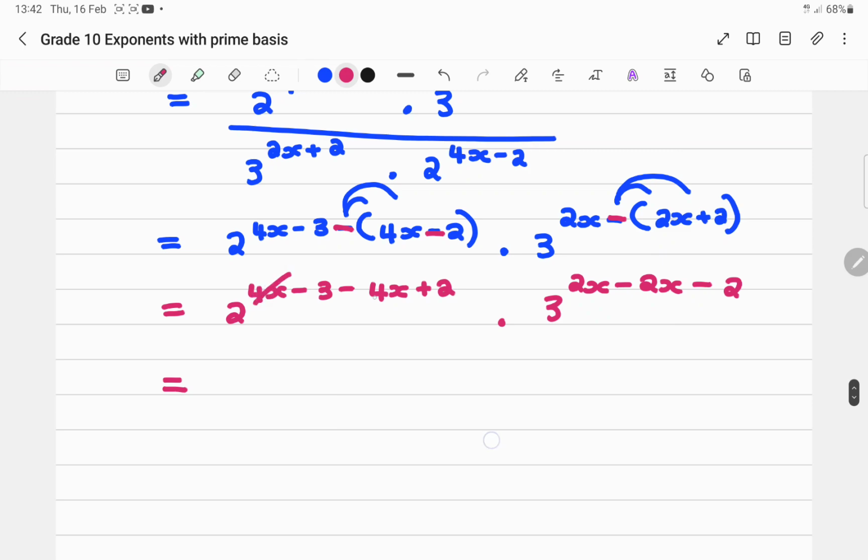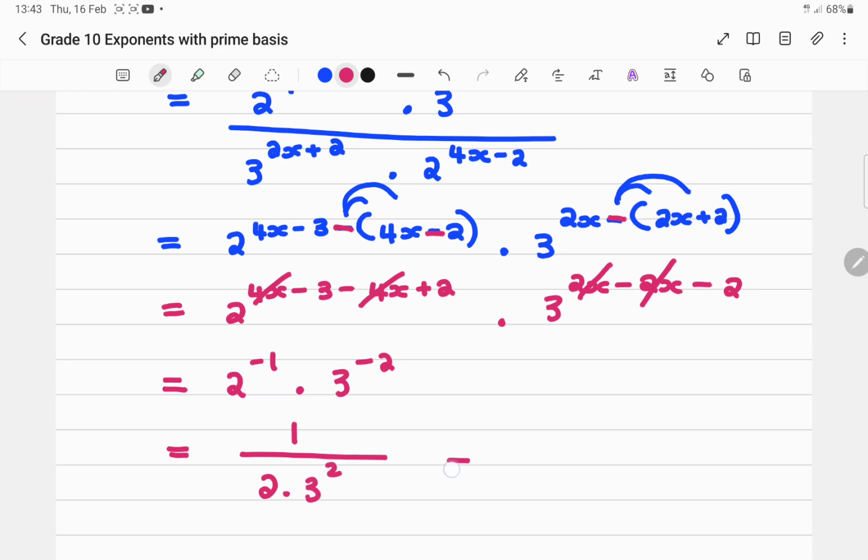Can you see the 4x minus 4x is 0? So it's going to be 2 to the power negative 3 plus 2, which is 2 to the power negative 1, times 3 to the power 2x minus 2x falls away, and minus 2. So at the end, you're going to have 3 to the power negative 2. So at the end, if I make them positive, 2 times 3 squared, which will give me 9 times 2, which is 1 over 18.